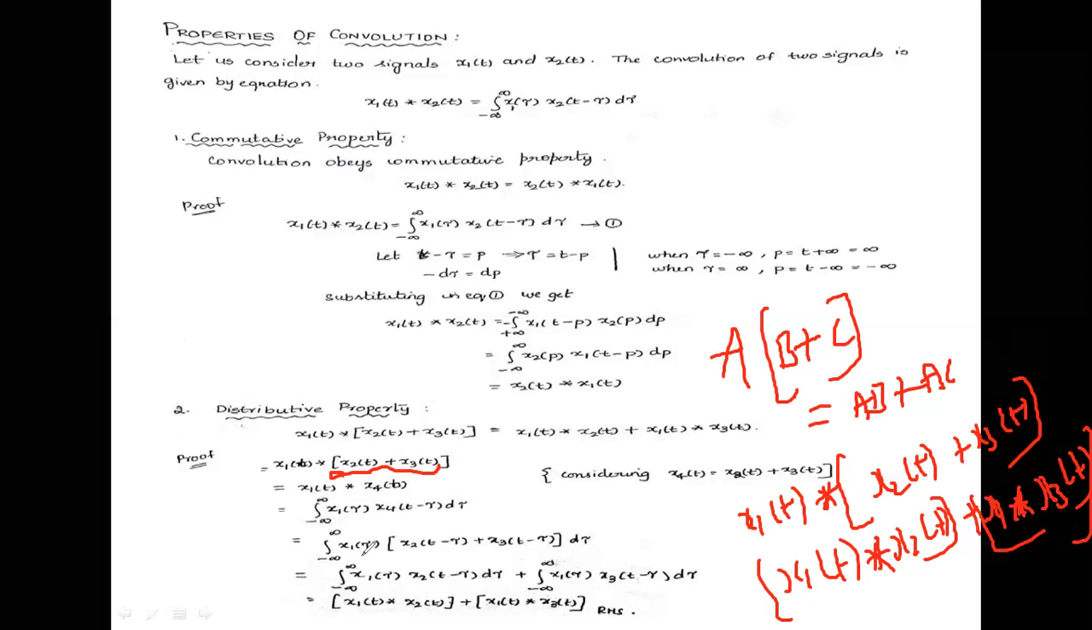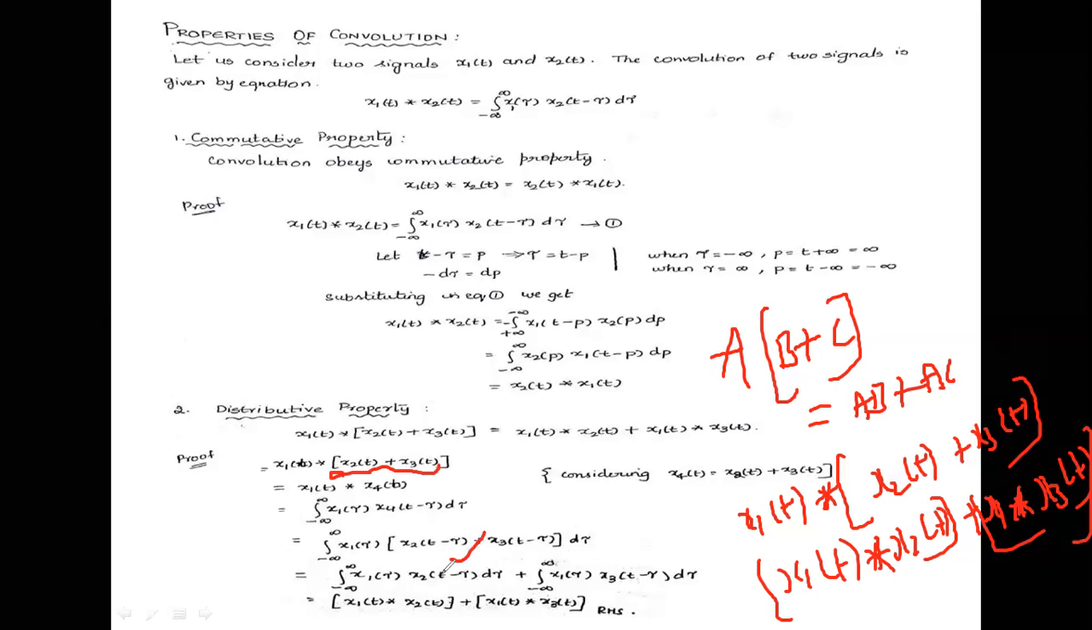And integral minus infinity to infinity x1 of tau. What is the x4 of tau? The combination of the two signals. That is x2 of t minus tau, because the t is as a t minus tau, and x3 of t minus tau d tau. And integral minus infinity to infinity, split this as two integrals: x1 of tau, x2 of t minus tau d tau plus x1 of tau, x3 of t minus tau d tau. Observe here the two integrals in the two terms.